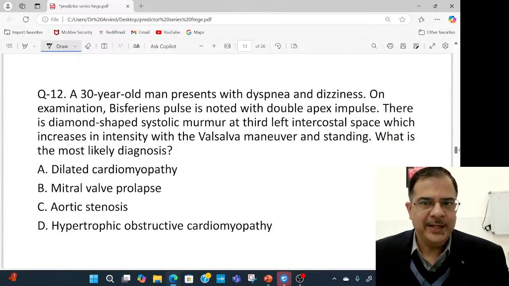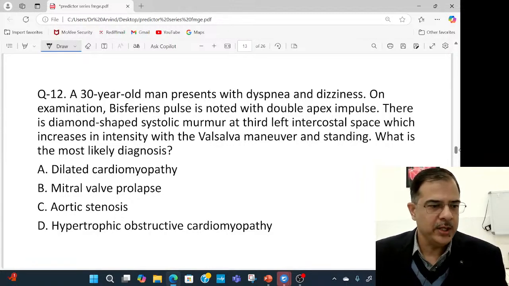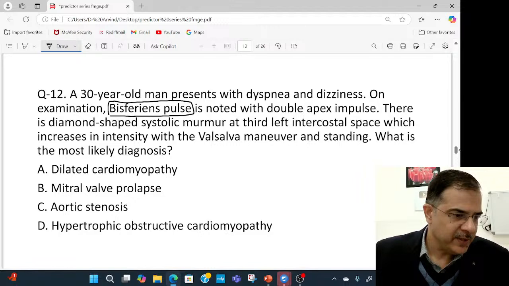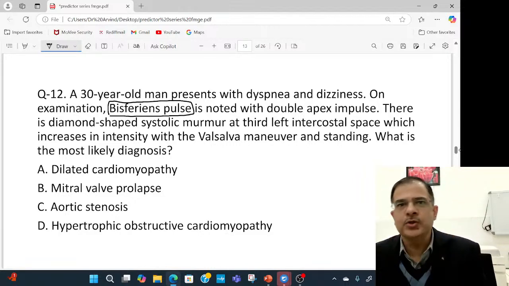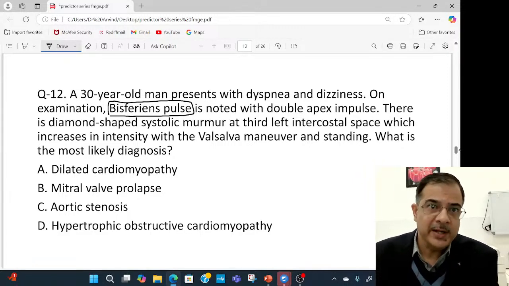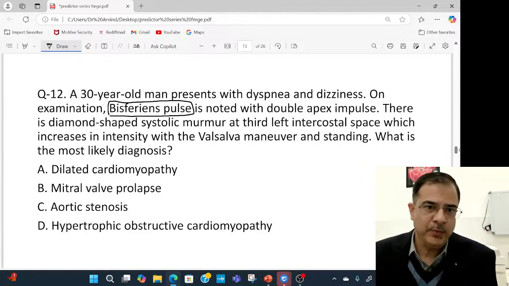Question number 12: a patient presents with dyspnea and dizziness, and very importantly, there is bisferiens pulse. PH also has an early diastolic murmur. Remember, pulmonary artery hypertension alone does not cause the murmur. If it is causing pulmonary regurgitation, then it will be early diastolic. Know this very important point.